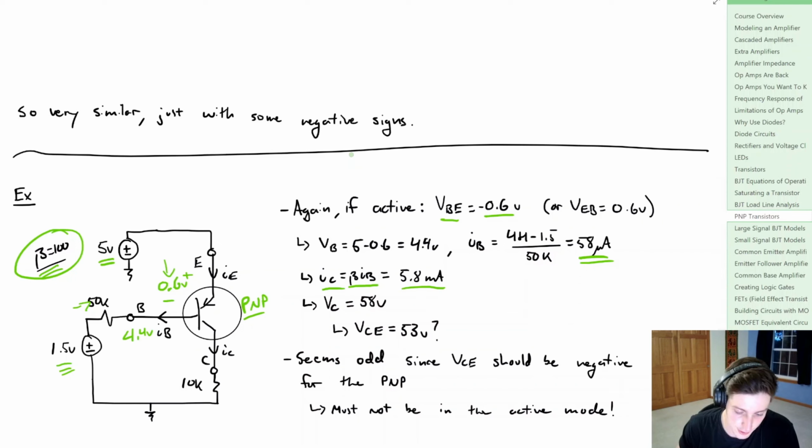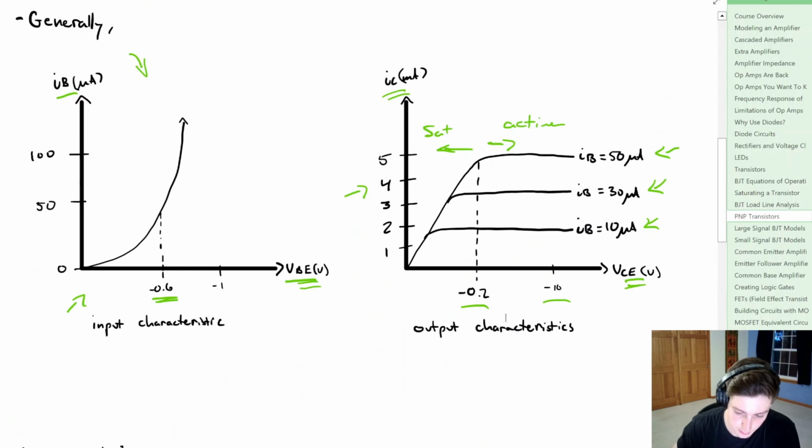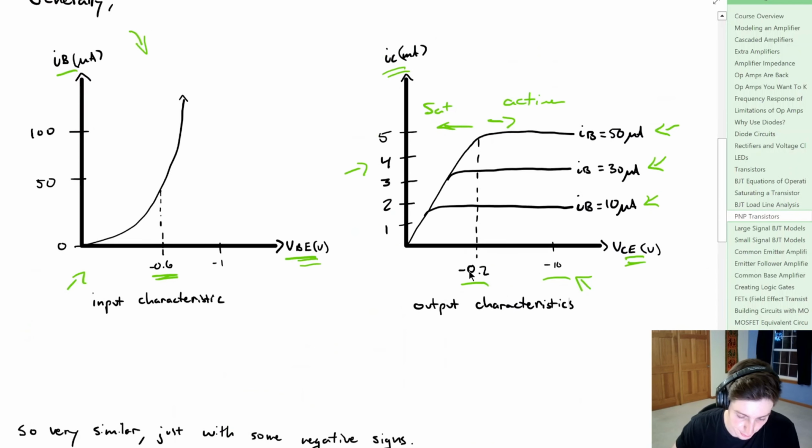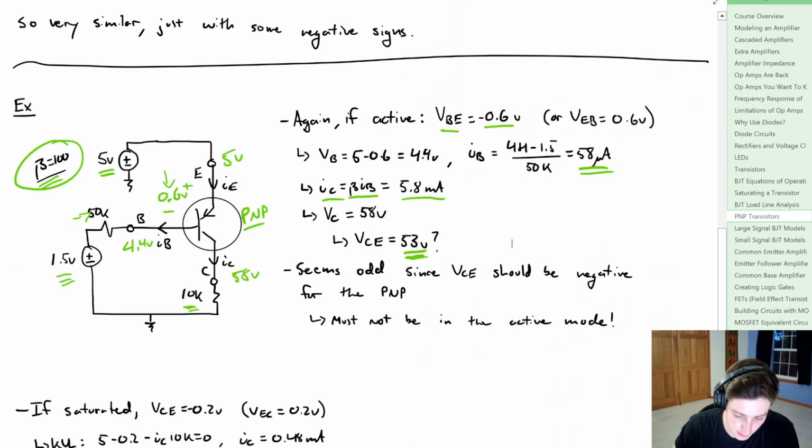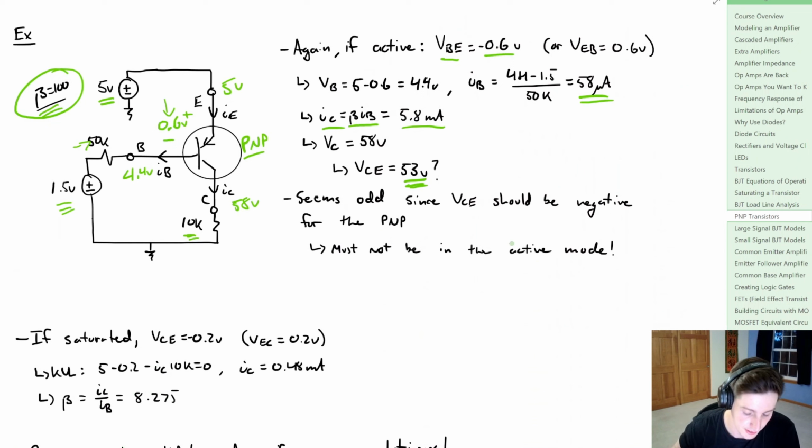Now, if we try to check our work, and we say that the collector current is 5.8 milliamps, and we have a 10k resistor here, that would mean that VC is equal to 58 volts, which is a little bit odd because VE is equal to 5 volts, which would also say that VCE is positive 53 volts, and we know right here we'd really like to have a negative value if we're in that active region. So things don't really make sense. So maybe we're not in the active region.